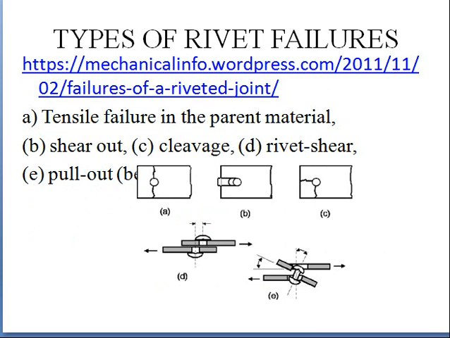So here are some failures which we see in the rivets. First one is tensile failure in the parent material. See, this is a tensile failure. It means it is getting cracked like this. Next one is shear out. It means the rivet coming out. Next one is cleavage. It means it is getting cracked like this. Next one is rivet shear. It means the rivet itself will get broken. And next one is pull out. It means the hole will become enlarged and the rivet will come out. So these are the different types of rivet failures which we have.